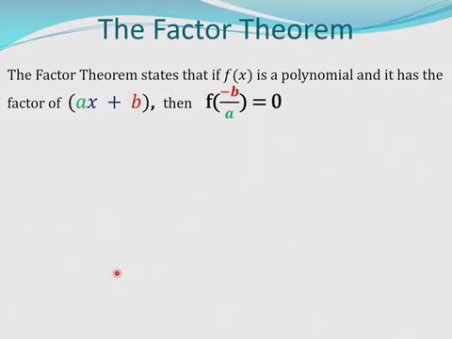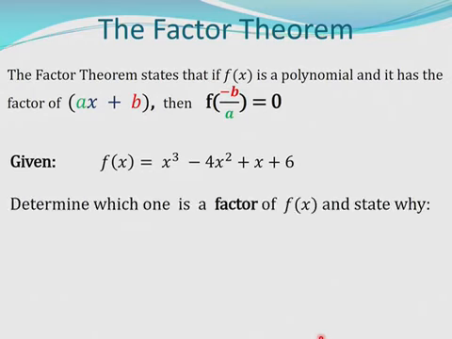In words, the factor theorem states that if f of x is a polynomial and it has the factor of ax plus b, then f of minus b over a is equal to 0. So what does that really mean for us? Well, notice this example. Here we are given this cubic expression. F of x is equal to x cubed minus 4x squared plus x plus 6. Taking that one step further, we need to determine which one is a factor of f of x and state why.